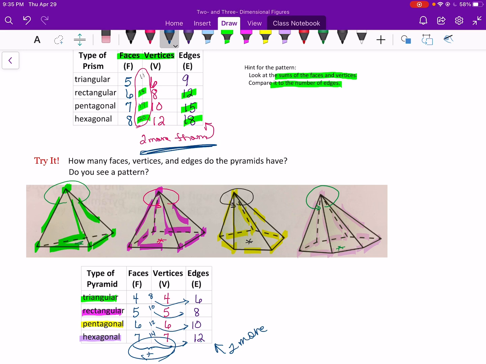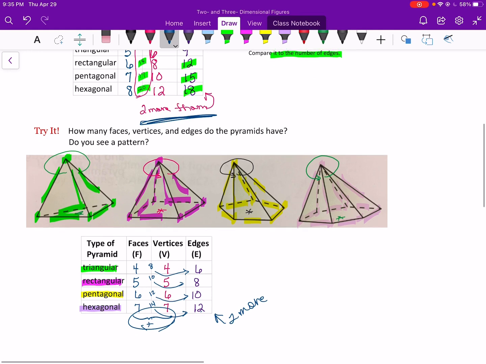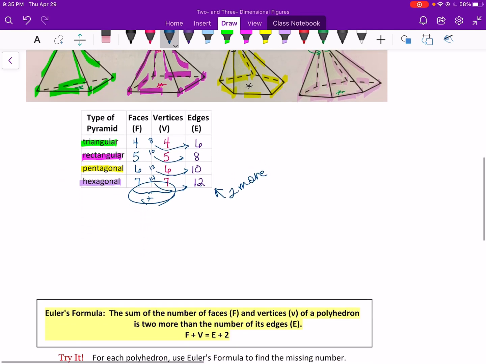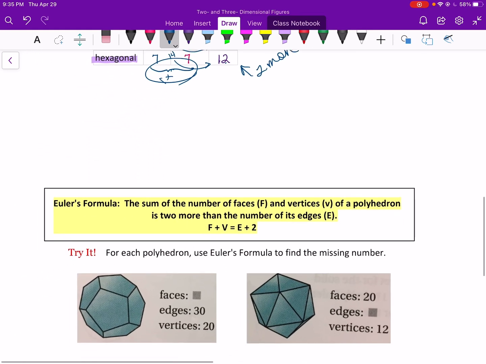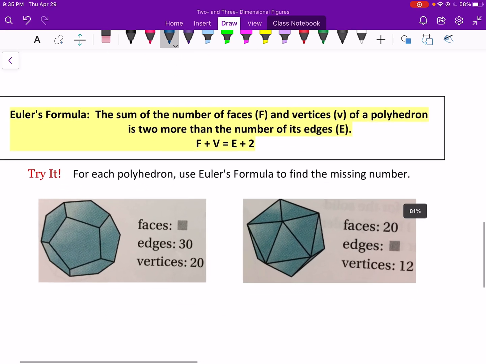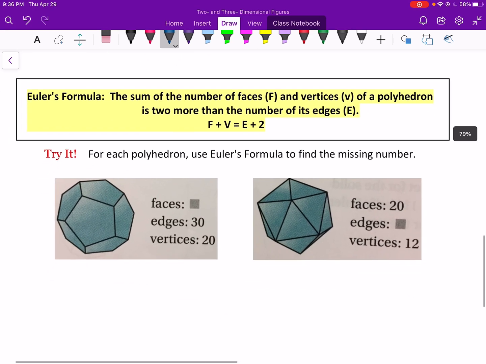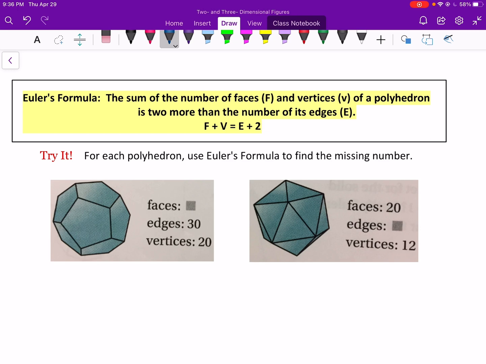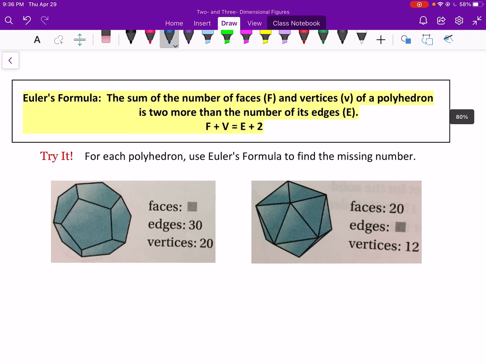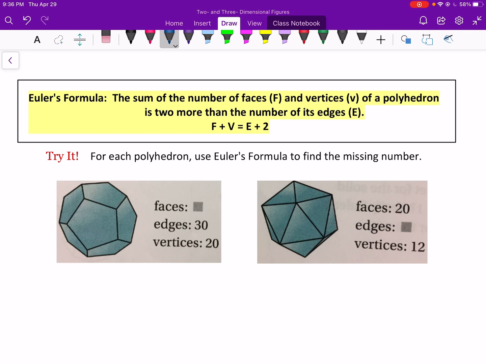If you add the number of faces and vertices together, it will be 2 more than the number of edges. And folks, this is something called Euler's formula. Euler was a mathematician that lived a very, very long time ago. And he discovered this relationship, just like you did. Well, I'm sure that he looked at a whole bunch more solids than we even did. And not just prisms and pyramids, but there are some more figures here right below. Some other kinds of polyhedron.